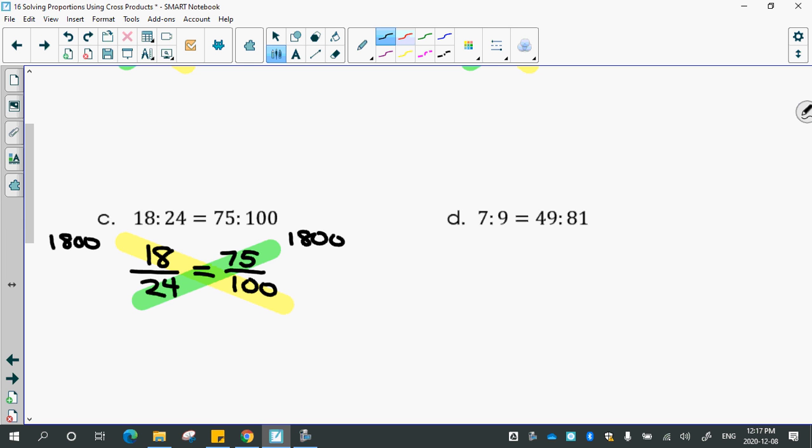Next one. I see people already writing it in a fraction. This is very good news. Excellent.